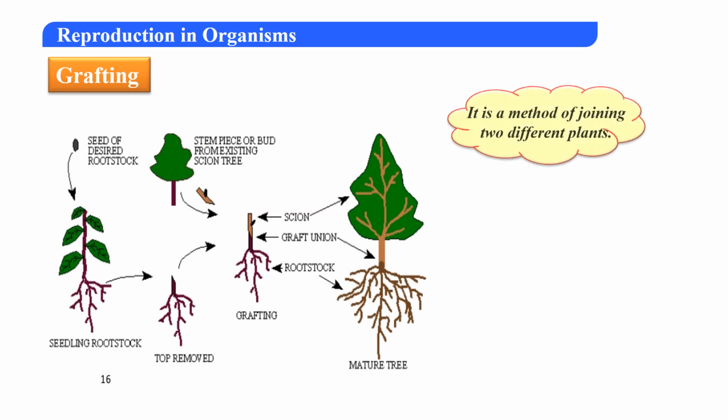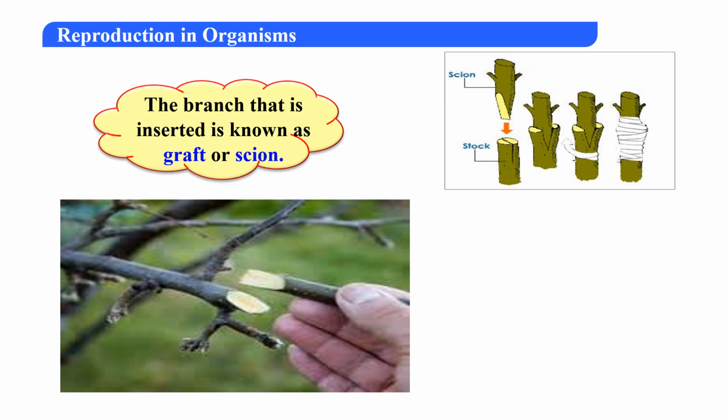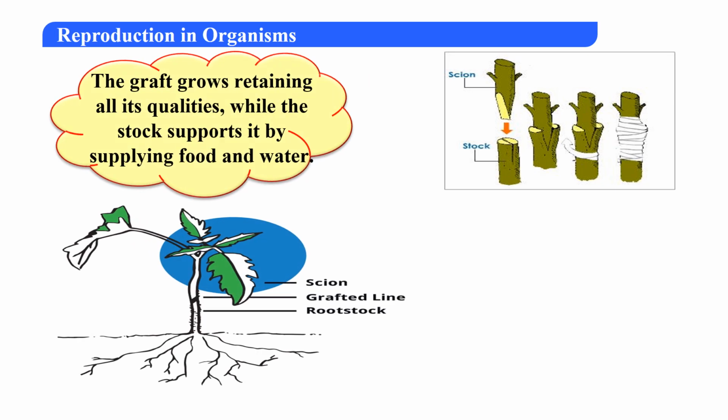Grafting. It is a method of joining two different plants. The branch that is inserted is known as graft or scion. The plant that is rooted to the soil is called stock. The graft grows retaining all its qualities while the stock supports it by supplying food and water.